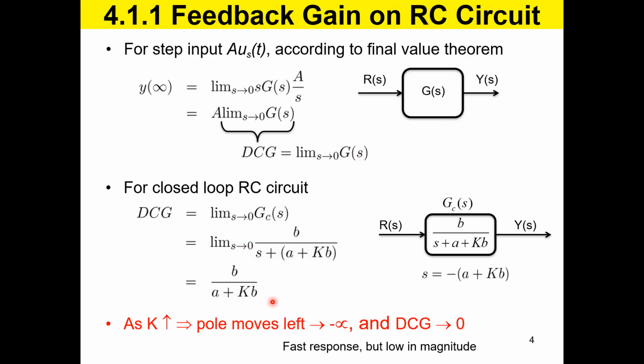So if you know B, if you know A, if you know K, you can calculate this as a fraction, 0 to 1, or maybe more than that, 0.9, 1.3, 1.5, whatever it is. This is the portion of the step signal input that the value finally attains.